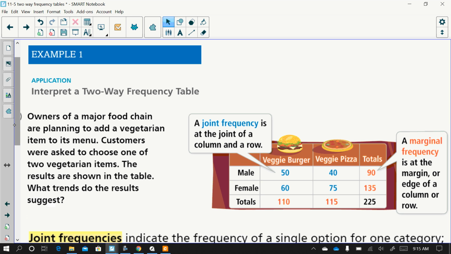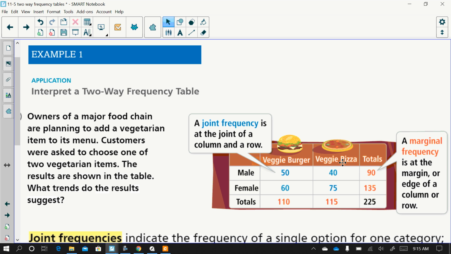Owners of a major food chain are planning to add a vegetarian item to its menu. Customers were asked to choose one of two vegetarian items. The two items are shown here in the chart, a burger or a pizza. Results are shown in the table. What trends do the results suggest?